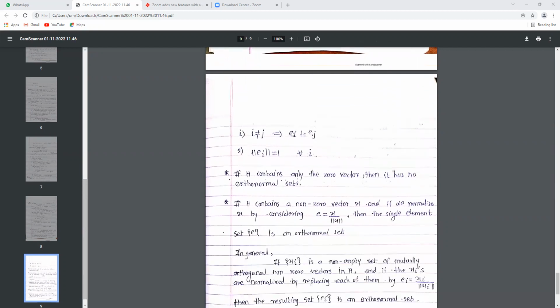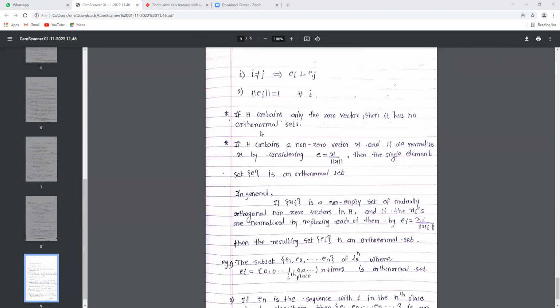An orthonormal set is a non-empty subset, a collection of e_i of H, with the following properties. First, for all i not equal to j, e_i should be perpendicular to e_j. And second, the norm of each vector e_i is 1.